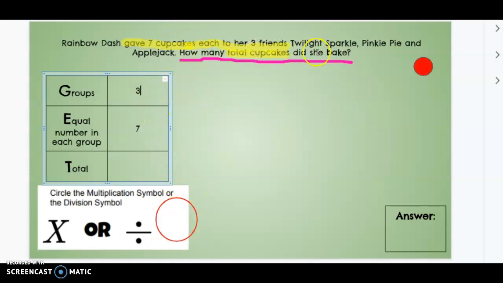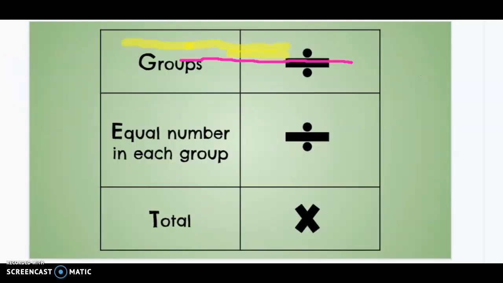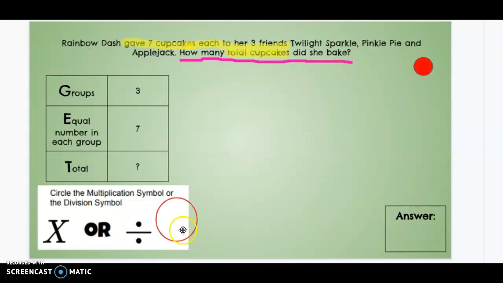And then how many total cupcakes did she bake? I'm looking for the total number of cupcakes. So when we're looking for the total number of cupcakes, remember we're going to be multiplying. So I'm going to move this over to multiplication. And then I'm going to use my little red dots to help me solve this problem, okay? So my 3 friends, and I'm going to create an array here.